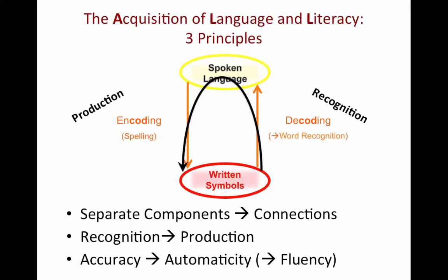Automaticity, or being able to automatically do one of these things or make one of these connections, will come with repeated exposures and practice in each component and in the connections. So just as these principles apply to the meaningful spoken language components and connections we discussed earlier, they are also true of the written language components and connections.